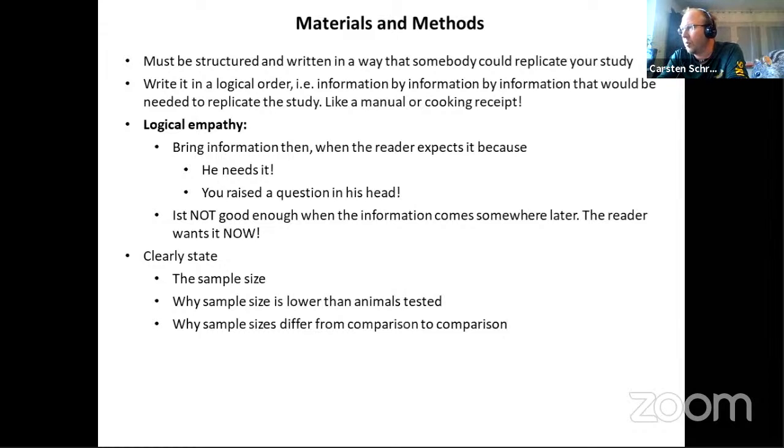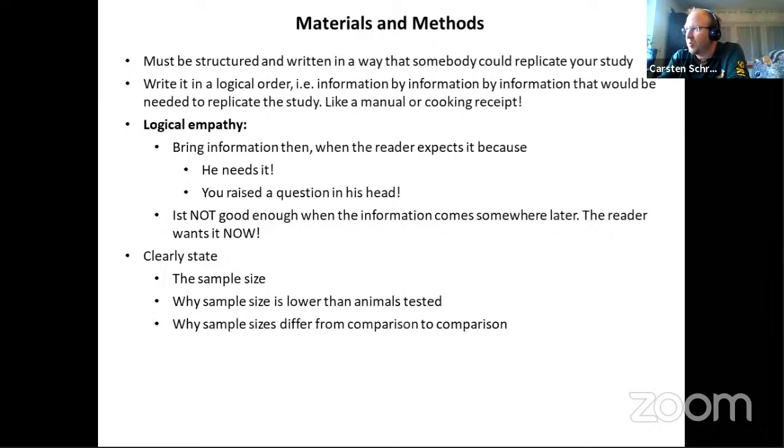Especially when you have a complex study, you might have, I don't know, studied 152 males, but for comparison 1, you have only 140 males. For comparison 2, only 132. Then it should be clear and evident to the reader why this is the case.